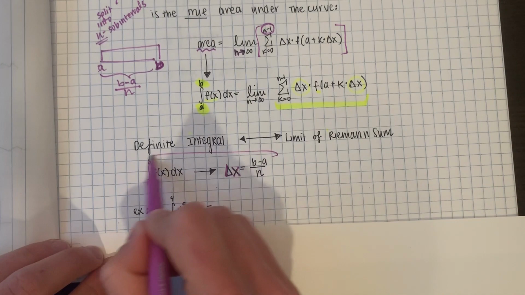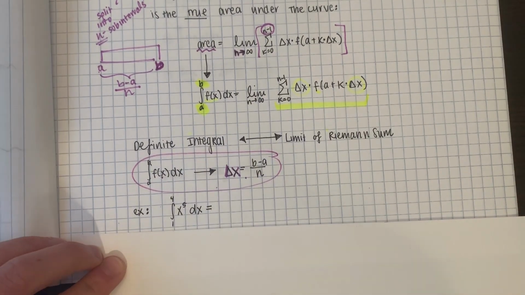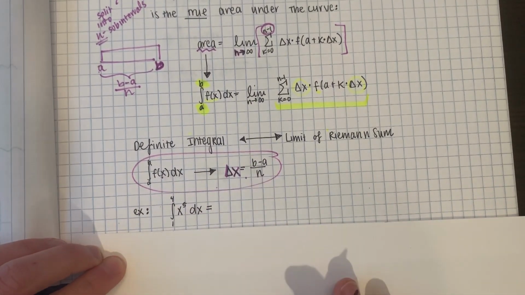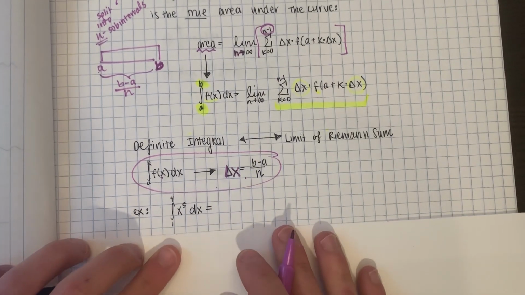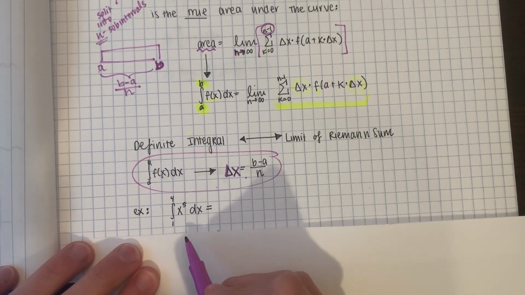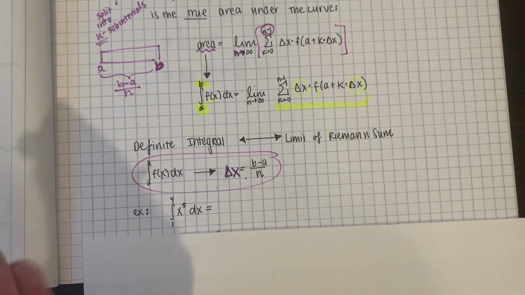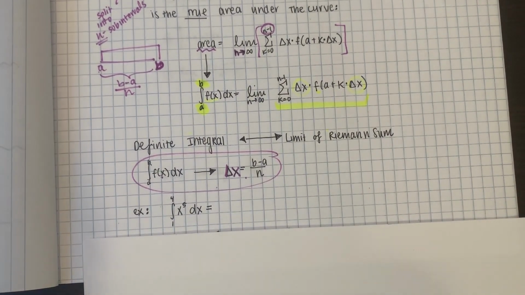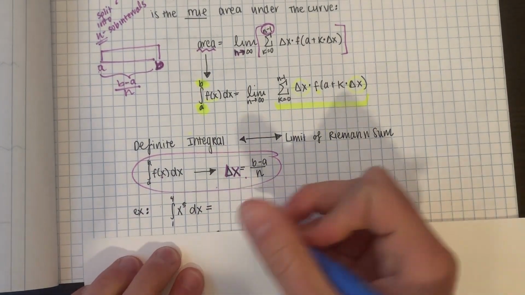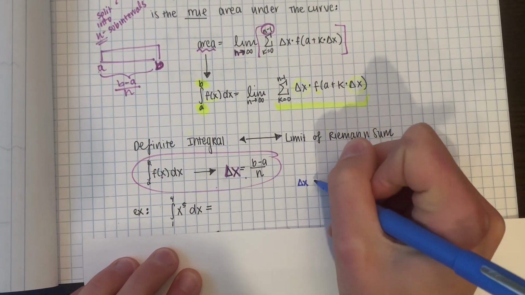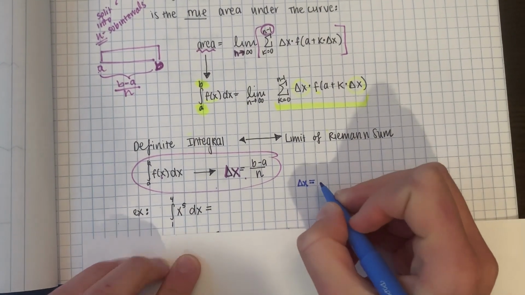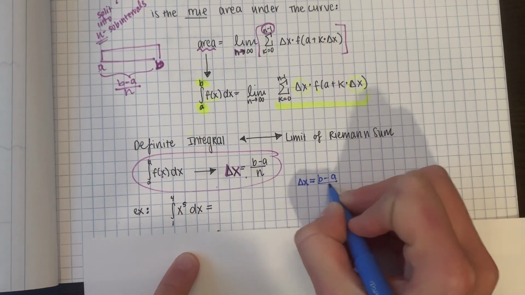So knowing that piece, it's much easier to connect the integral to the limit. The first thing I do when I look at this integral and I'm trying to write it as a limit is write out all of the pieces I need. One of the pieces I need is delta x. Delta x is equal to b minus a over n.